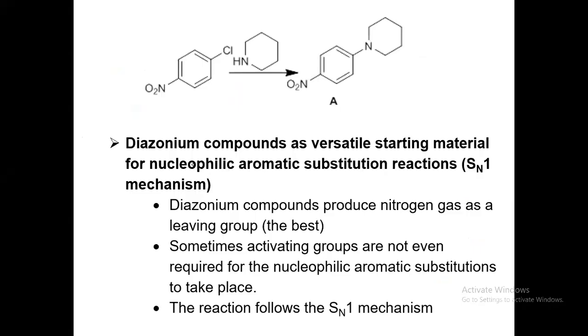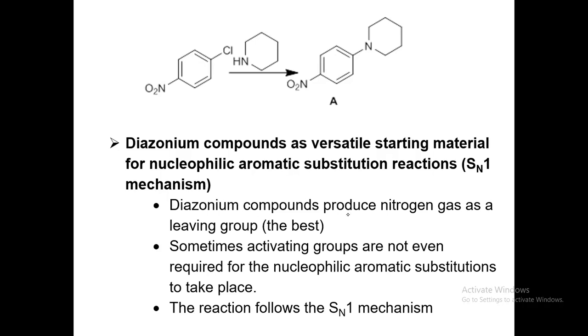Good. The next thing we are talking about is the diazonium compound, right? Now we are saying the diazonium compound is a versatile starting material for nucleophilic aromatic substitution reactions. We form diazonium salts, and then they are versatile starting materials. They can be used to produce a lot of different compounds that we can't even mention.